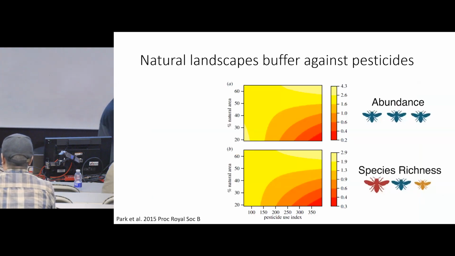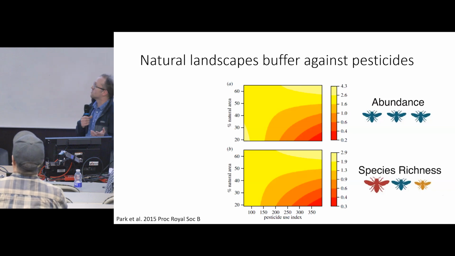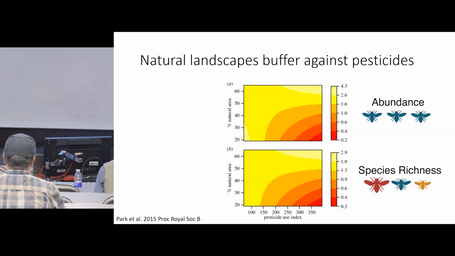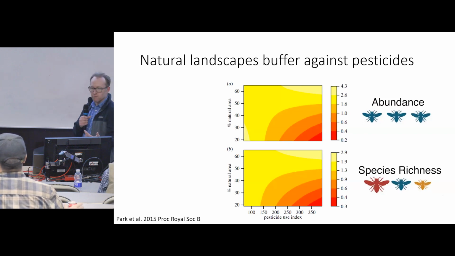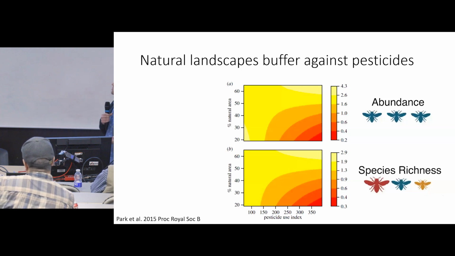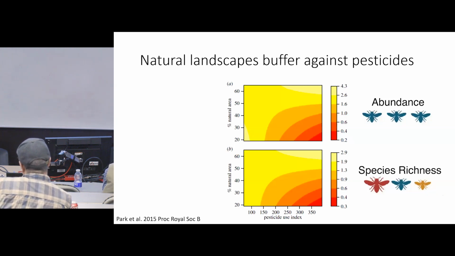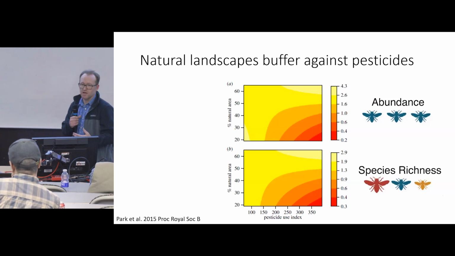But natural landscapes actually help support bees, not just in terms of floral resources, but also buffering them against pesticides. This was a project in apples that I was involved with some years ago. The horizontal axis is basically a measure of how much pesticide was being applied in these systems, and the vertical axis is the amount of natural areas surrounding those orchards. The top is for abundance of bees, and the bottom is the number of species present. And not surprisingly, if you have a lot of natural area and not many pesticides, you have a lot of bees. If you have lots of pesticides and not much natural area, you have few bees.